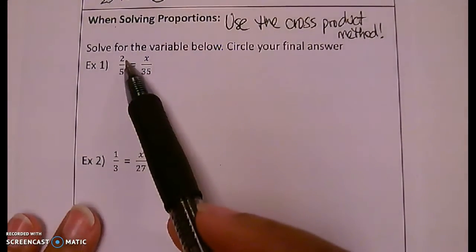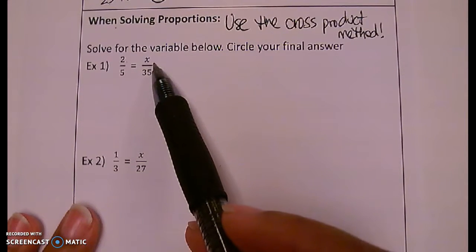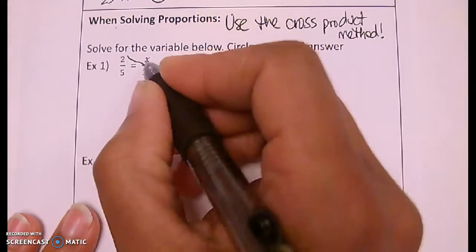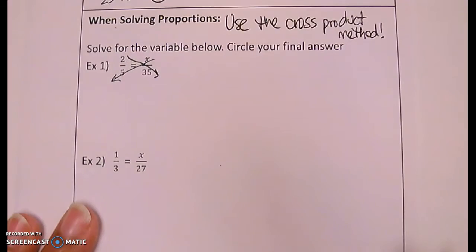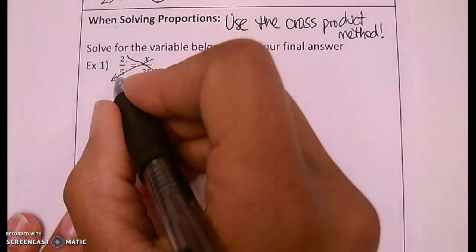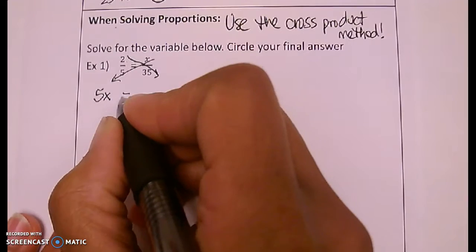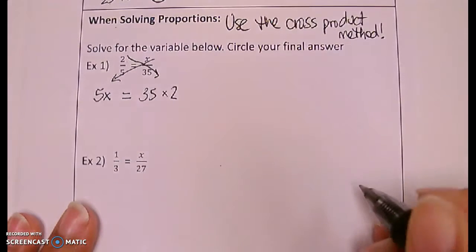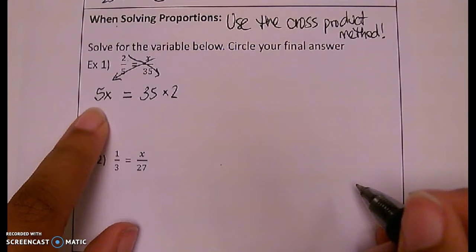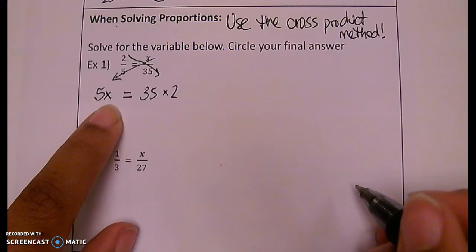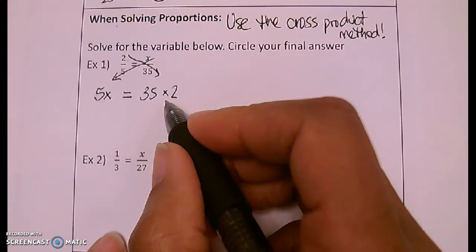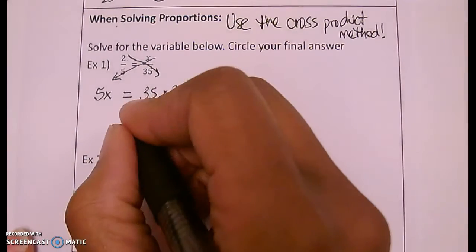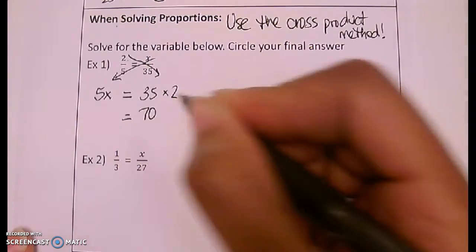For example, we have 2/5 equals x over 35 and we want to solve for x. So we're going to draw an arrow down here, crisscross, and draw an arrow here. What this means is we need to set up this problem as so: 5x equals 35 times 2. Notice that 5x means the same thing as 5 times x. Now we're going to come over to the side and multiply 35 times 2. Bring down our equal sign. That's going to give us 70.